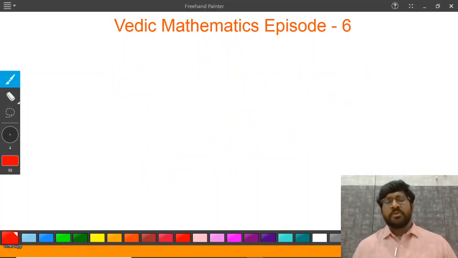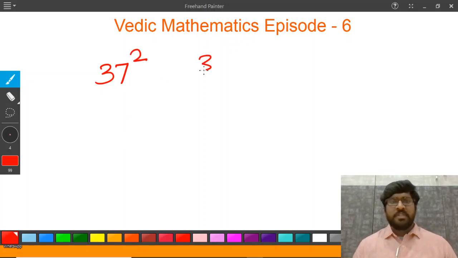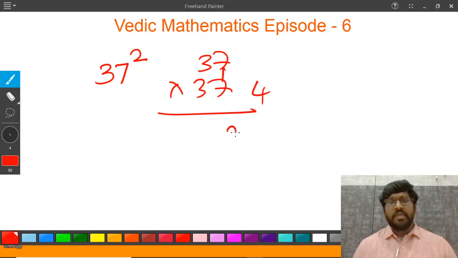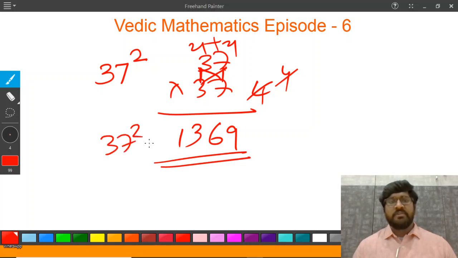Let me consider one more. I am interested to find the square of 37. So this can be written as 37 into 37. First 7 7s are 49, 4 carry 9 here. Next diagonal 21, 21, 42 plus 4, 46, 4 carry 6 here. Next 3 3s are 9 plus 4, 13. So 37 square is 1369. So this last technique does not require any formulae or shortcuts. I mean, it is like simple multiplication.